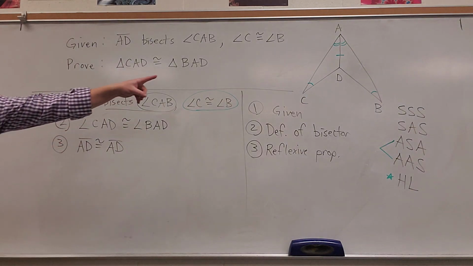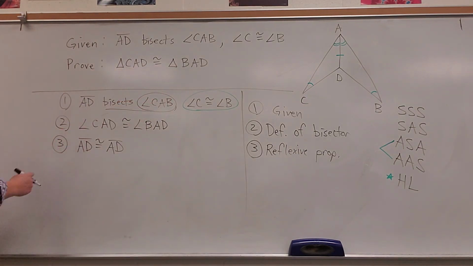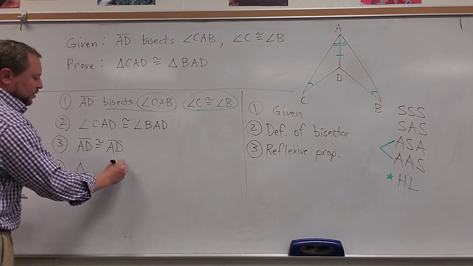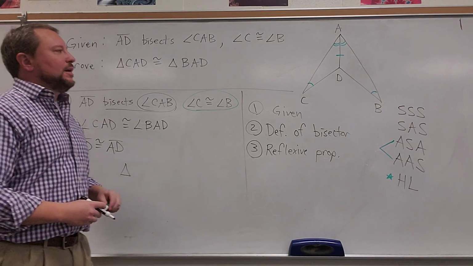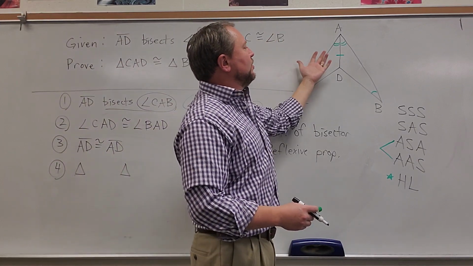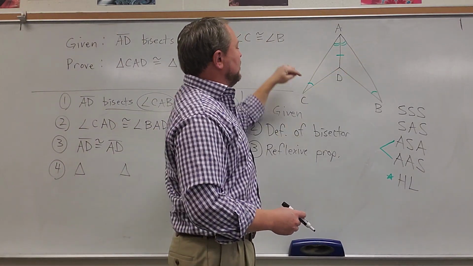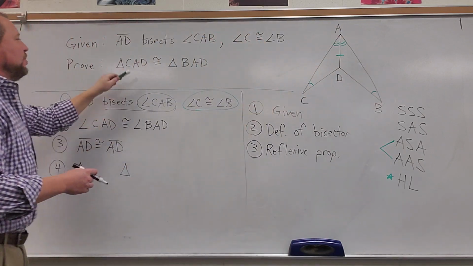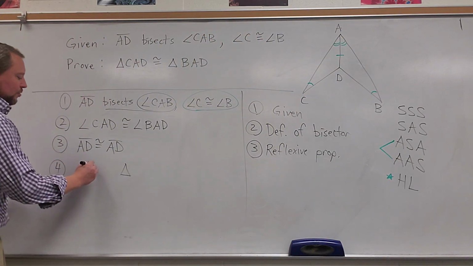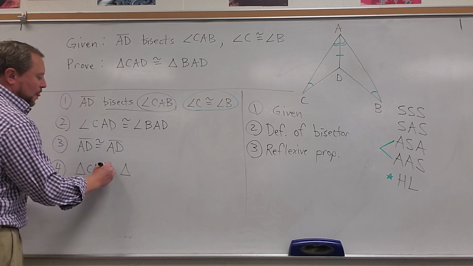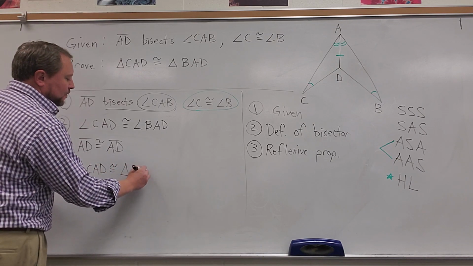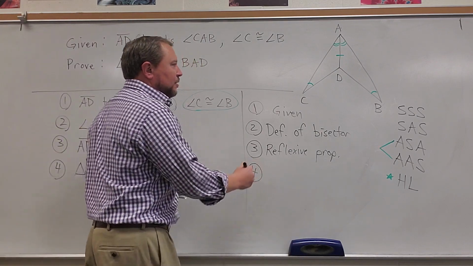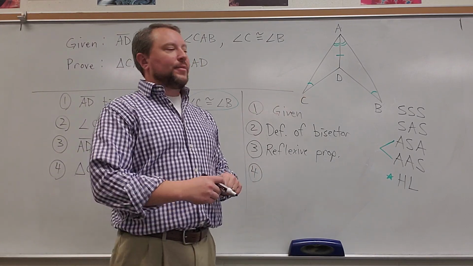That gives me 3 pairs of parts. That's usually enough to prove that the triangles are congruent. So at this point, I'm now going to say that this triangle is congruent to its reflection over here. So I'm going to say CAD is congruent to BAD, which, by the way, is what we're trying to prove. Do you see the reason? The picture gives it away.